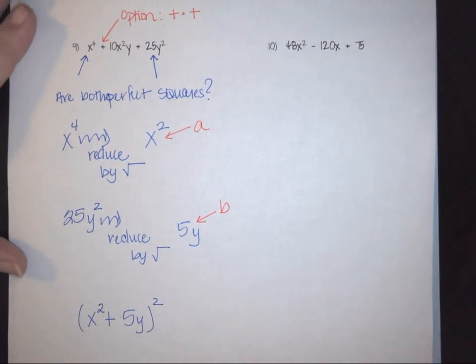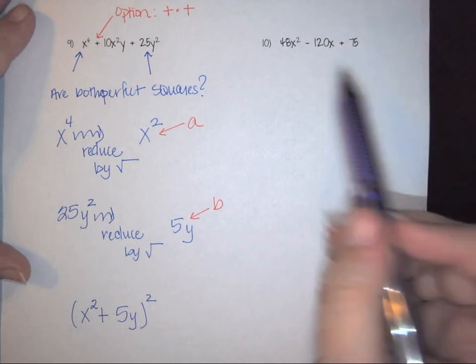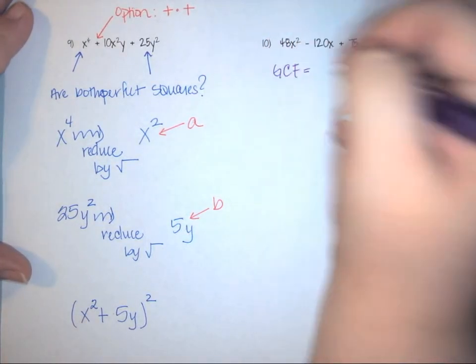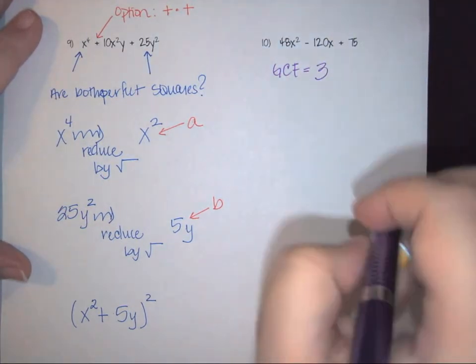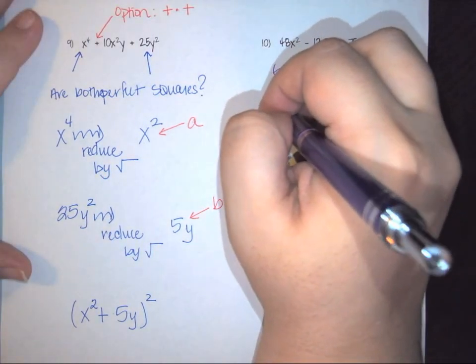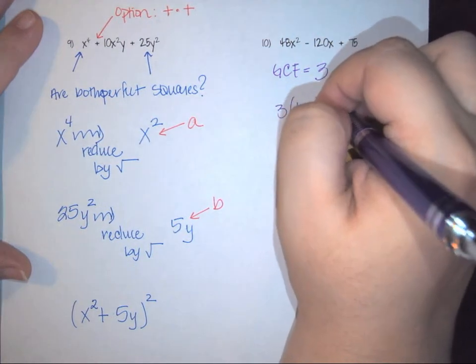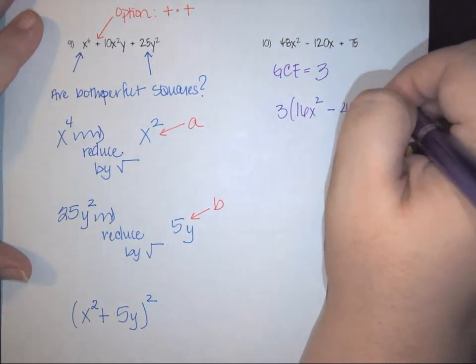Okay, let's do it one more time. So this one here, I would start by removing a GCF, and in this case we can remove out a 3. Once we do that, pull that 3 out, we are left with 16x squared minus 40x plus 25.